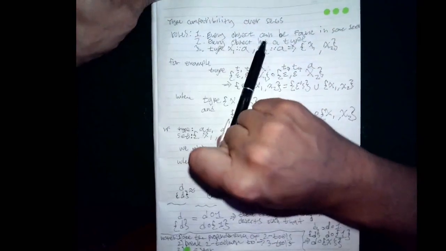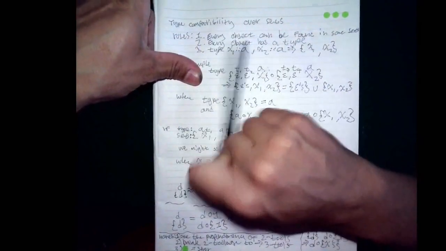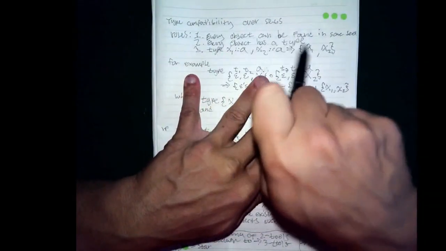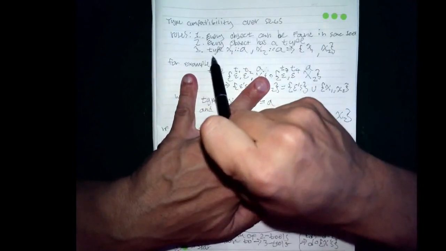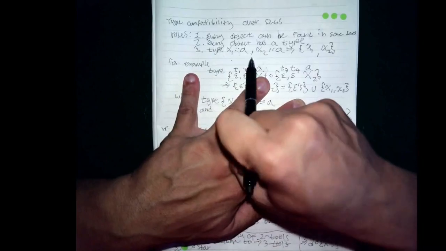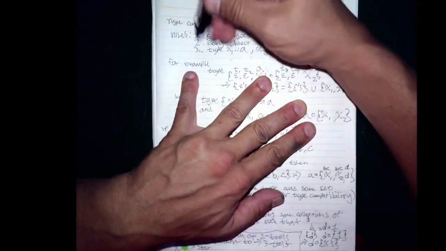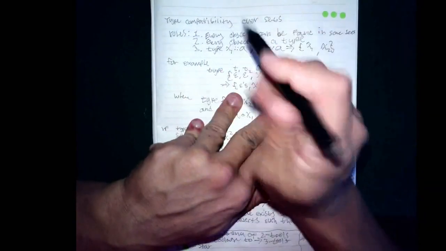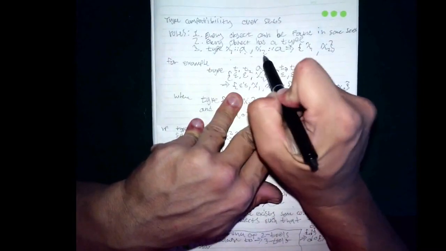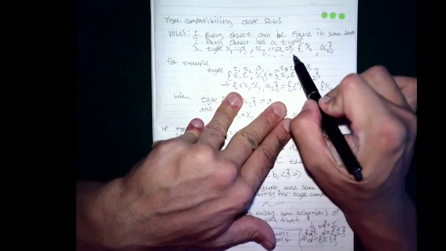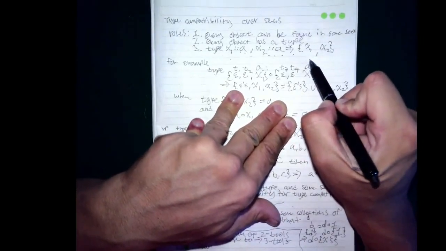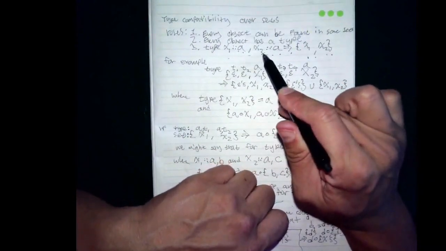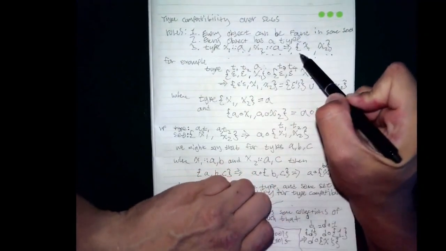Rules. For every object, it can be found in some set. Second rule, every object has a type. Third rule, x1 has type A, comma x2 has type A, implies there exists some set containing x1 and x2. In other words, if x1 and x2 have the same type, then there is some set that contains both of them.